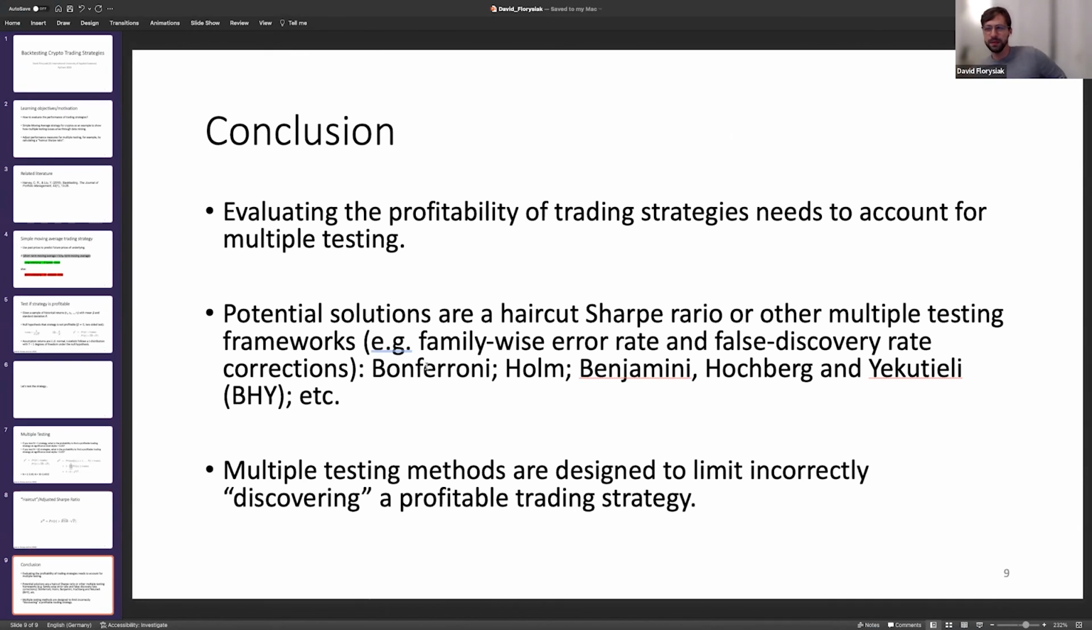Evaluating the profitability of trading strategies should account for multiple testing. This is what I tried to illustrate in a simple example. There are potential solutions for this, for example, a haircut Sharpe ratio, or other multiple testing frameworks that I cannot look at because of the time. Multiple testing methods in general are designed to limit incorrectly discovering a profitable trading strategy. All right, that's everything from my side. Happy to take any questions.